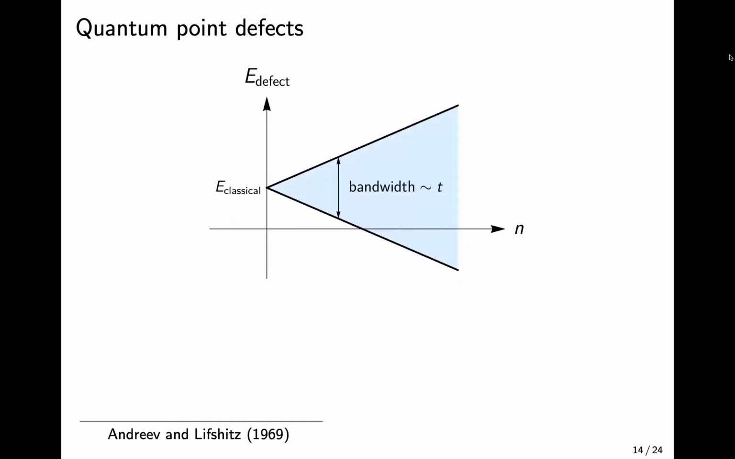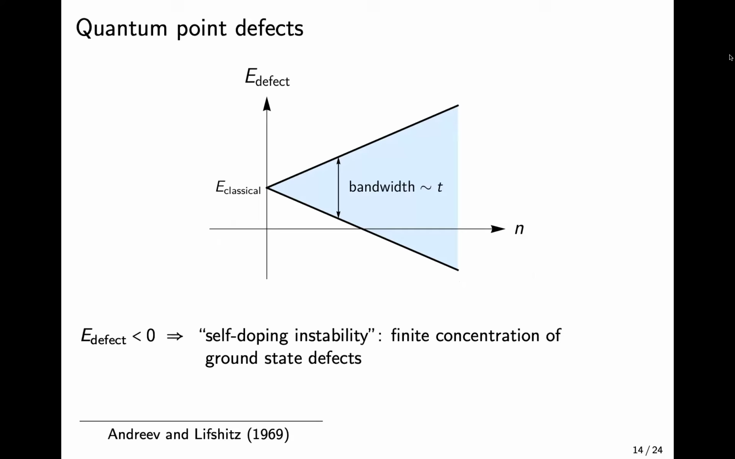So in a cartoon, we can imagine the following situation. Here I'm plotting the energy of a point defect as a function of the density of the crystal, let's say. At very low density, when the system is very classical, we have some positive creation energy. As we increase the density, quantum mechanics becomes more important, tunneling becomes more pronounced, and this energy spreads into a band, the bandwidth being of order of the hopping process. And so we run into a very interesting situation where the energy of a defect, or the bottom of this defect band, I should say, can drop below zero energy.